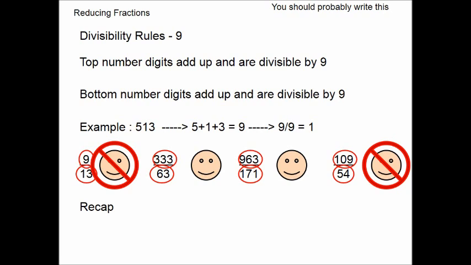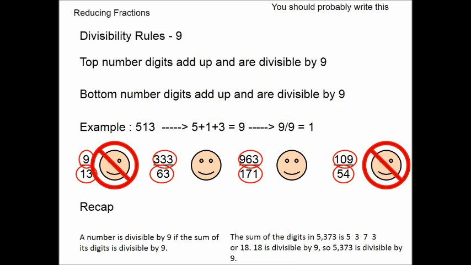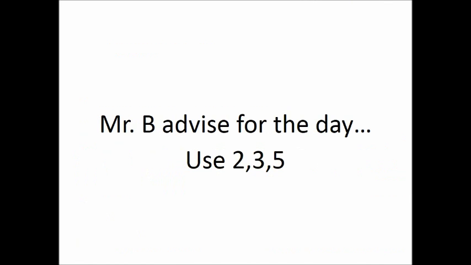Oh, recap. I know you guys are getting bored because this is the boringest lecture in the world. Add them up. If it's divisible by 9, it's divisible by 9. So, for example, 5,373 is divisible by 9 because if you add it up, it equals 18. 18 divided by 9 equals 2.